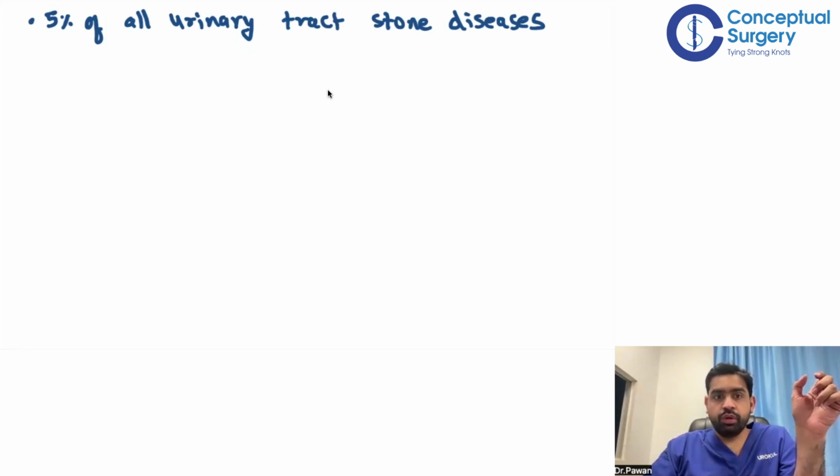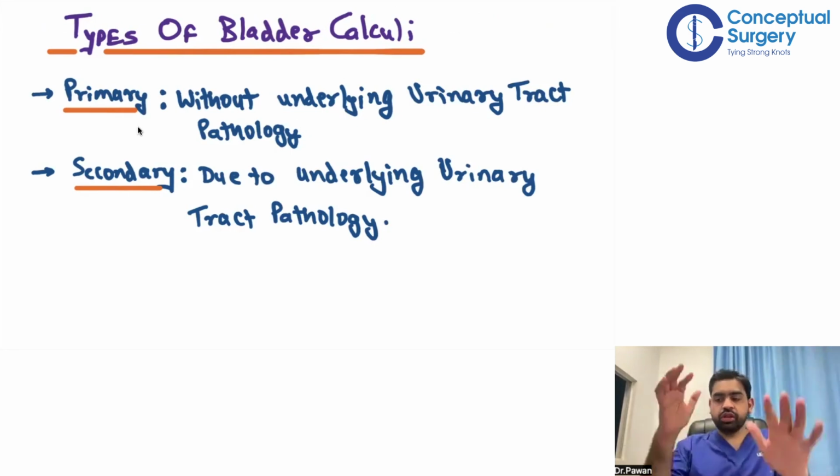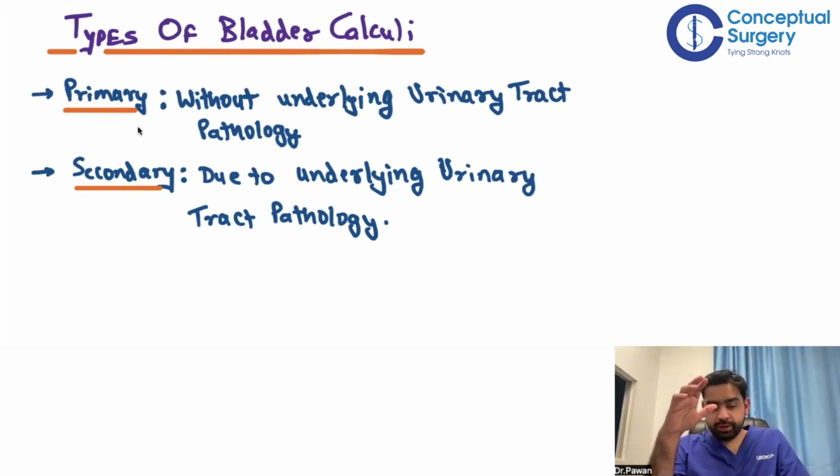Now, when we talk about the types of bladder calculi, they are of two types. They can be either primary or secondary. What do you understand by primary bladder calculi? This is very important for you to understand. At different places, there are different definitions of primary and secondary bladder calculi. Primary bladder calculi is that calculi which happens in the absence of any underlying urinary tract pathology. Without any underlying urinary tract pathology, if there is a calculus present inside the bladder, that is called a primary bladder calculi.